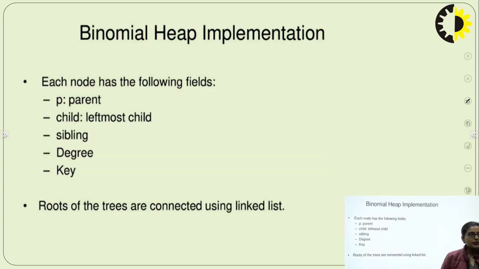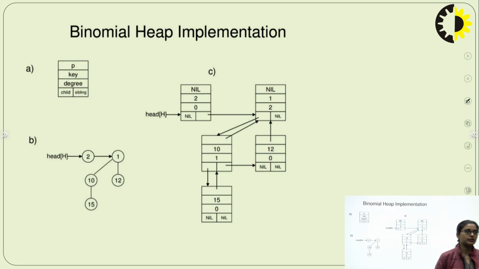Okay. Now, these are the implementation details. If we are going to implement this particular binomial heap, which type of attributes does the node have? First one is parent, second one is child. Always remember there is a concept of child which is always the leftmost child. Now sibling, degree and the key. Roots of the trees are connected using a linked list. What kind of data structure are we using in the implementation? Which is linked list. So this is the linked representation, or we can say the binomial heap implementation.